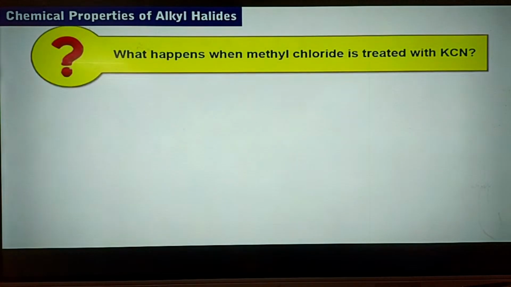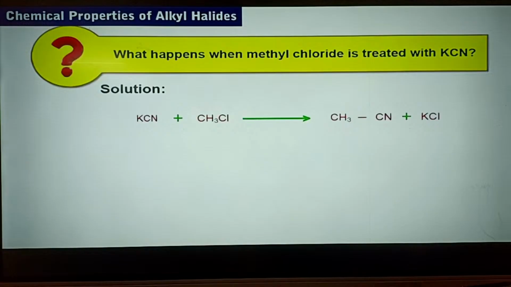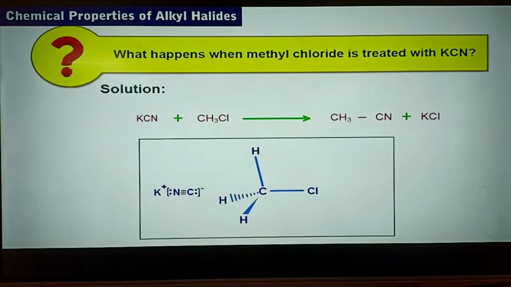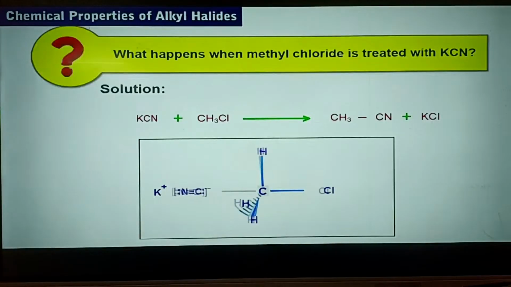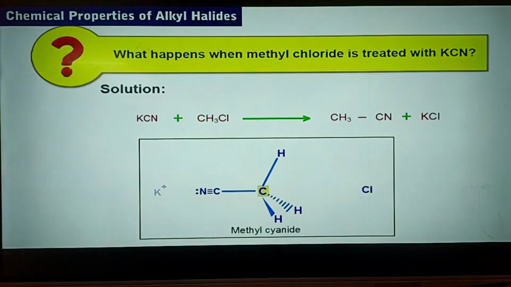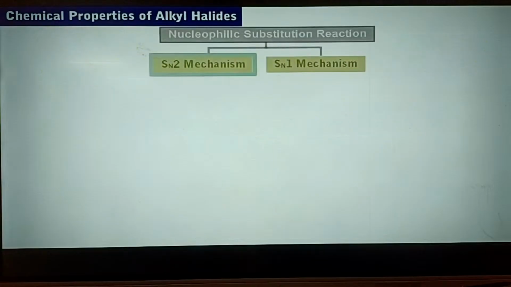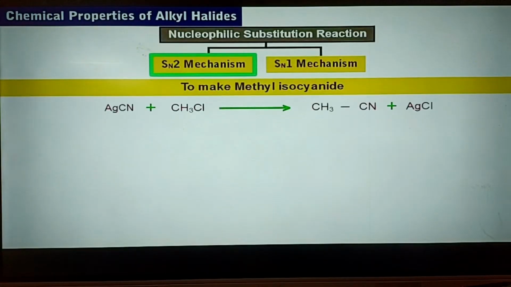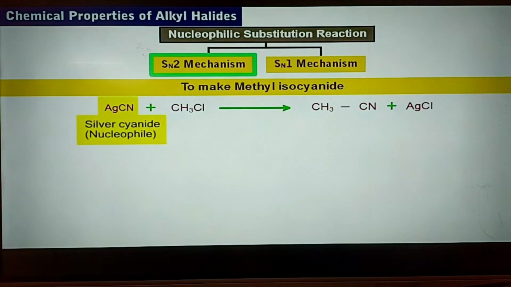What happens when methyl chloride is treated with potassium cyanide? KCN is ionic, so it generates a cyanide ion, which attacks the carbon in the methyl chloride. In principle, the cyanide is ambident and could attack from either end. However, the C-C bond is more stable than the C-N bond, so methyl cyanide is the primary product. If we wanted to make methyl isocyanide as the primary product, we should have used silver cyanide as the nucleophile.